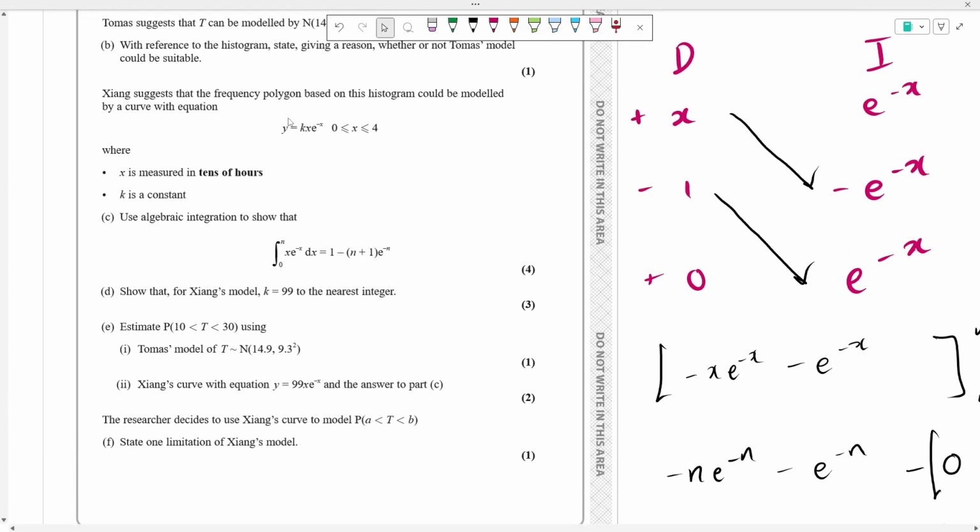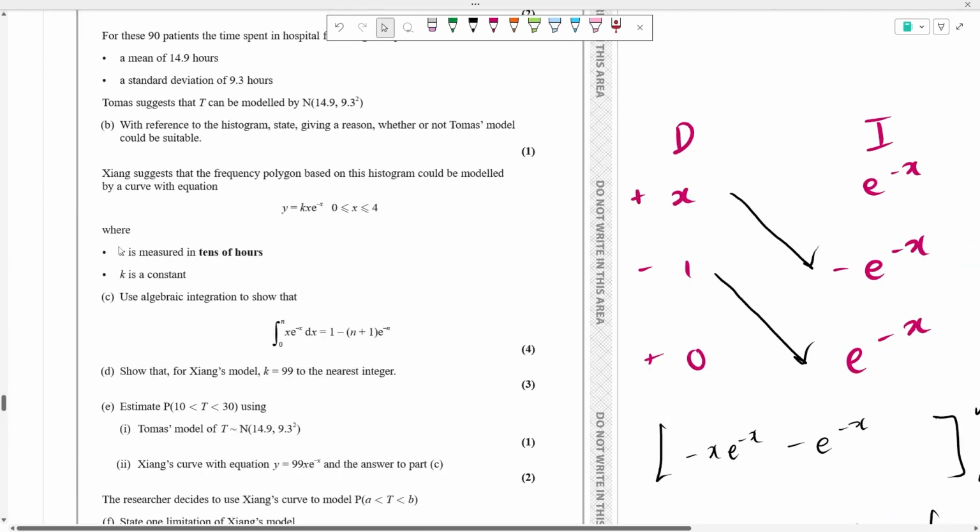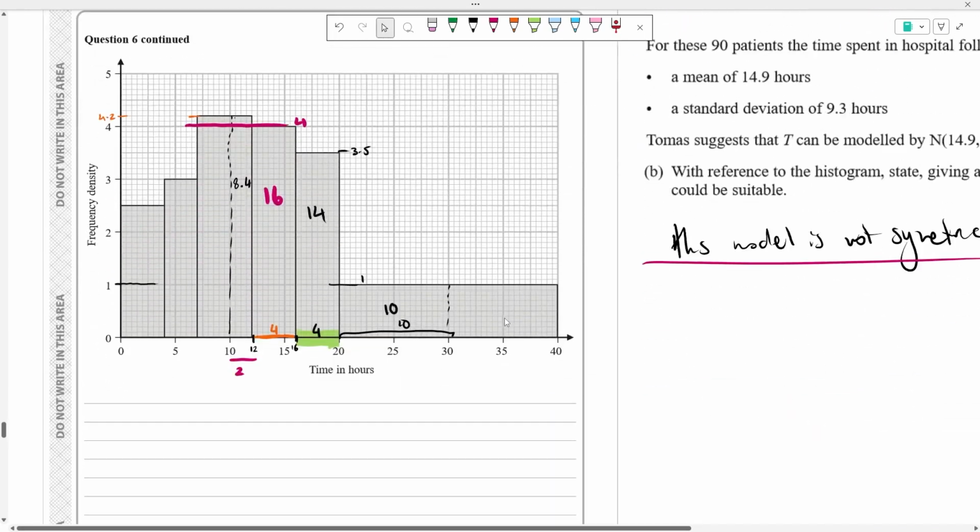Okay, so Zhang has said that this is the model, and to be fair, we've even got a range with this, which is really good. So he's saying that the maximum value of his model is 4, and this kind of reflects well because it said that x is measured in tens of hours, and in a histogram you can see 40 hours. That's going to be 4 as your n or x value.